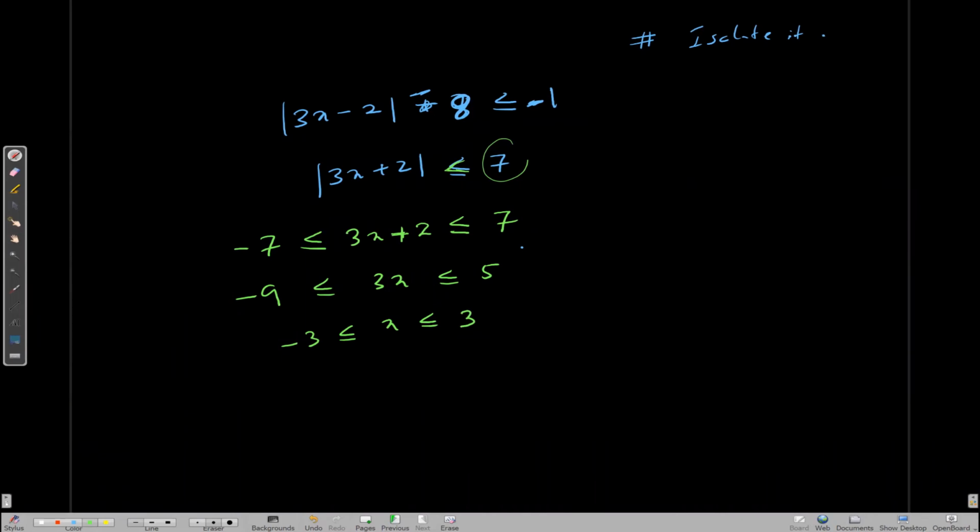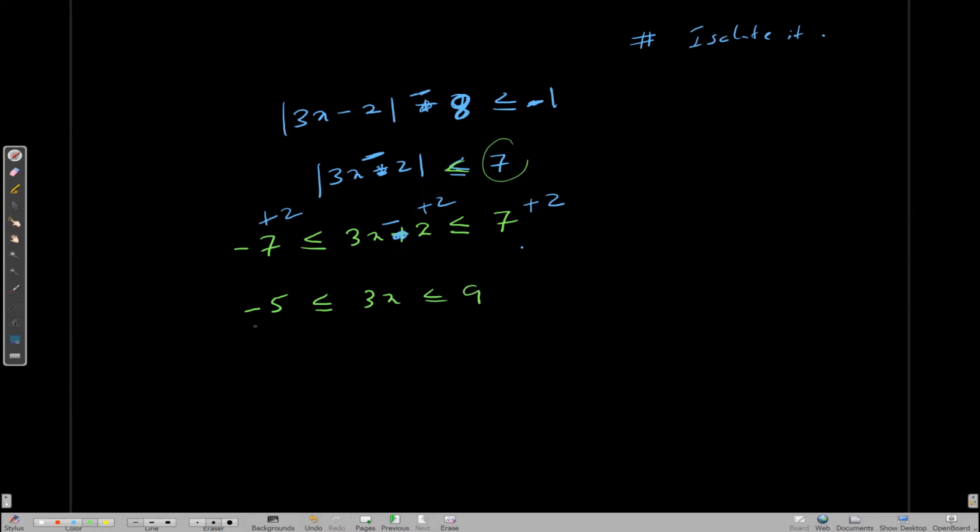three here. Wait a minute, I think I made a simple mistake. Here it is minus 2, so I have to add 2 to both sides. So add 2, add 2, add 2. See, this is what happens when you sometimes try to do it in your mind. So here negative 5, here 3x, and here 9. So now when you divide by 3, yes, you can do it like this because 3 is a positive number, so the inequality does not change. So 3 and negative 5 over 3.